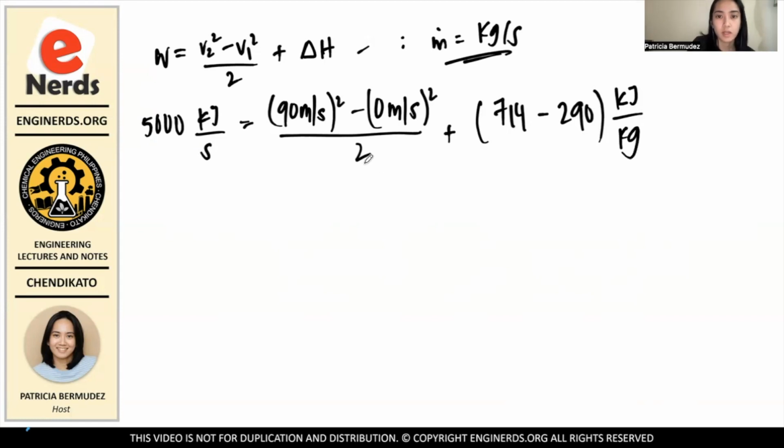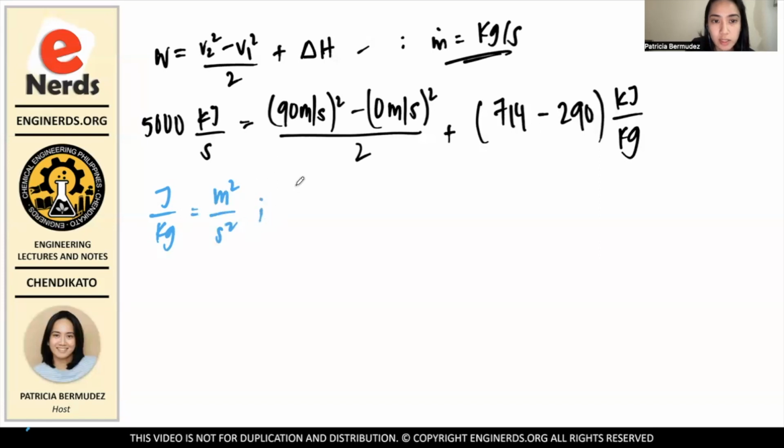Okay? And here, it's inconsistent, right? This is meter squared per second squared because it is squared. But here, it's kilojoules per kilogram. We can actually equate these two units here. Okay? We know that joules per kilogram is equal to meter squared per second squared.